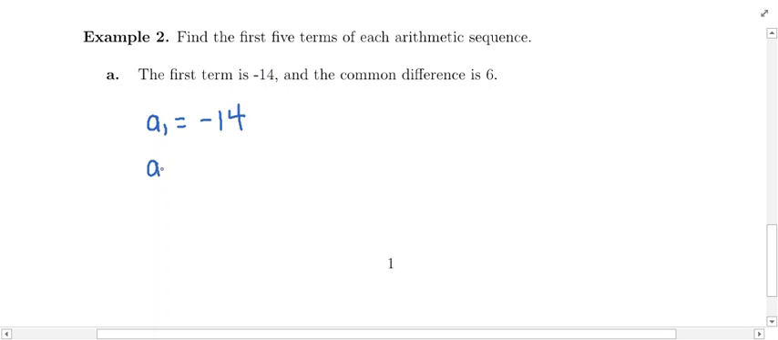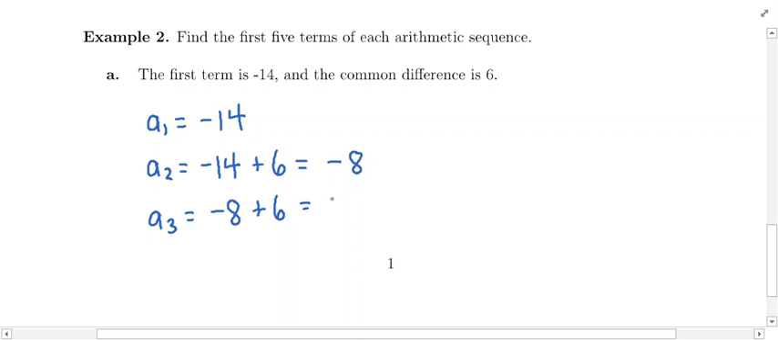Okay, so then to get the second term, A2, we need to take the first term and then just add the common difference. The common difference is 6. It's positive, so we're adding it. -14 plus 6 is going to give us -8. So A2 is -8.